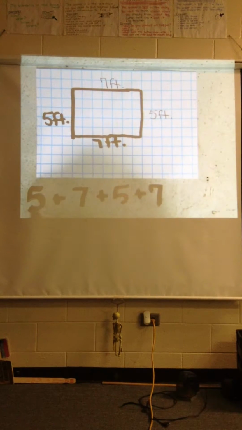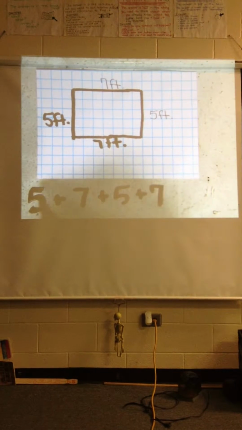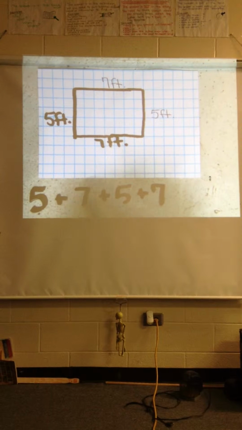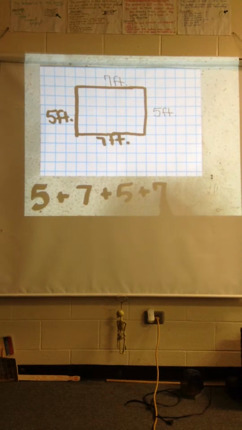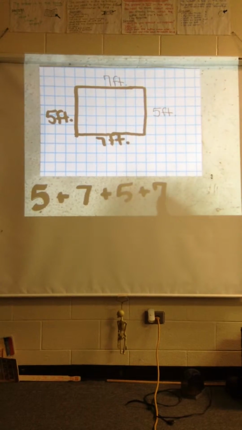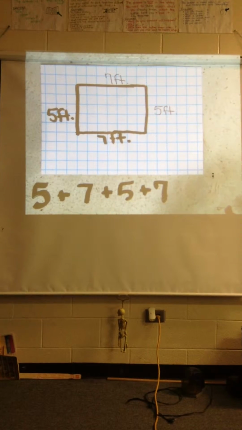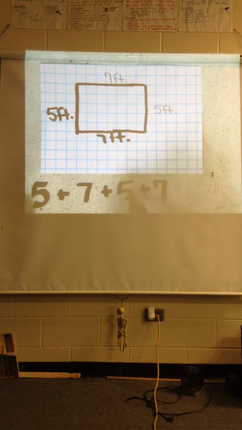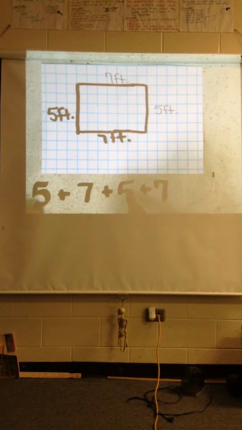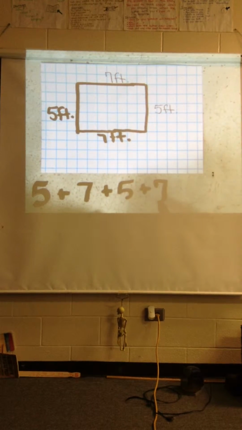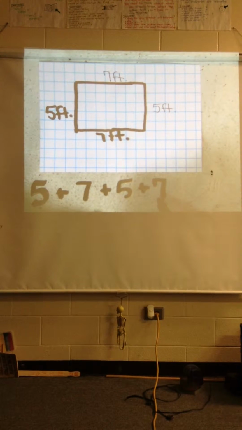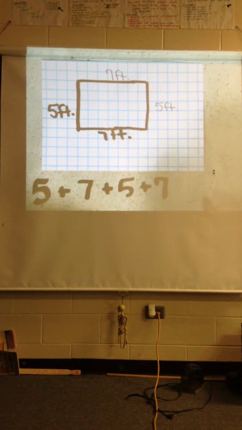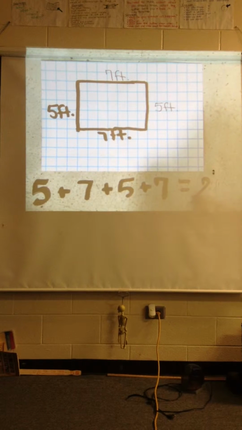You can decide I'm going to go on and add them up in order. 5 plus 7 is 12, and I recognize that 5 plus 7 over here is 12. 12 plus 12 is 24. Or I could chunk it to something I know. 5 plus 5 is 10. 7 plus 7 is 14. So 10 plus 14 equals 24.